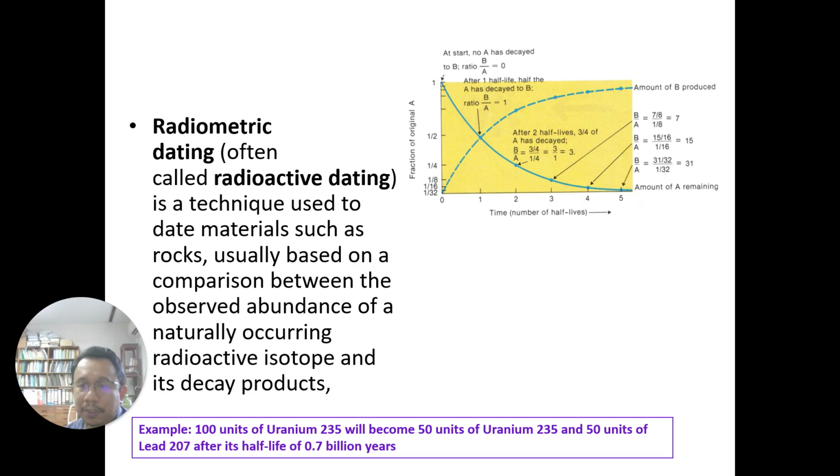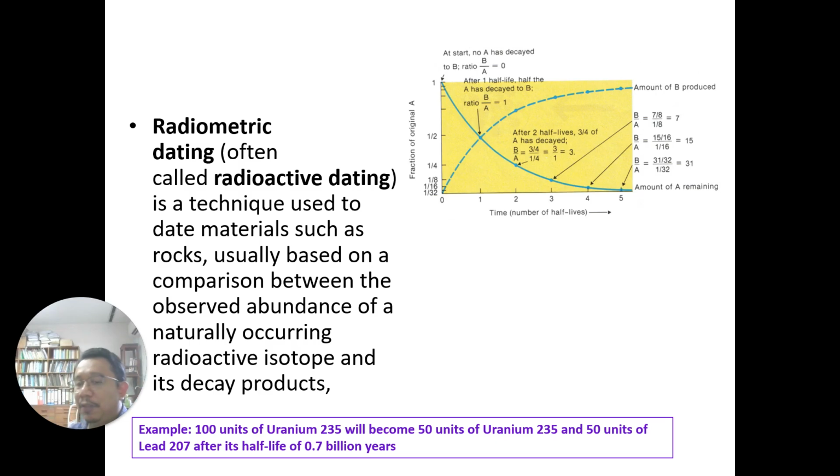So we can use this because it has an exponential rate. Every half-life, there's a rate to it. We can use it like a clock. So people are using this concept of radioactive decay for radiometric dating. Radiometric dating, often called radioactive dating, is a technique used to date materials such as rocks, usually based on a comparison between the observed abundance of a naturally occurring radioisotope and its decay products.